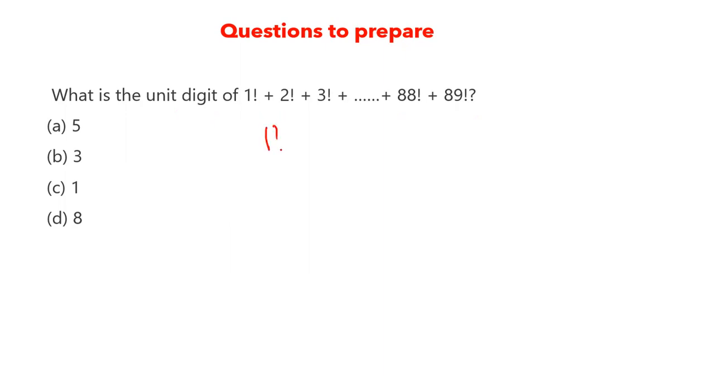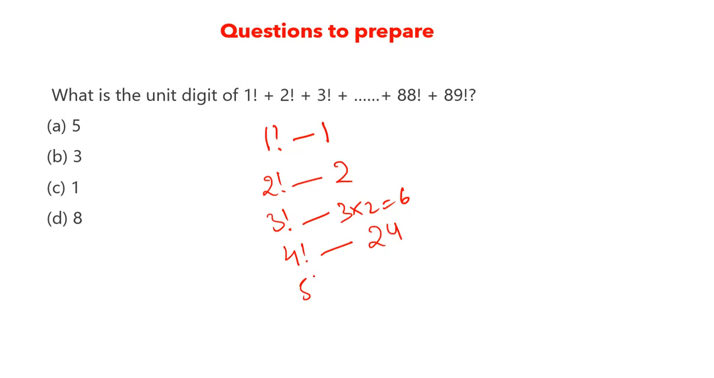Well, let's see. 1 factorial, you will be having 1. 2 factorial, it is going to be 2. 3 factorial, it is going to be 3 into 2, that is 6, right? 4 factorial, 4 into 3 into 2, that is going to be 24. 5 factorial, that is going to be 120. 6 factorial, that is going to be 720. And it will keep on happening like this.